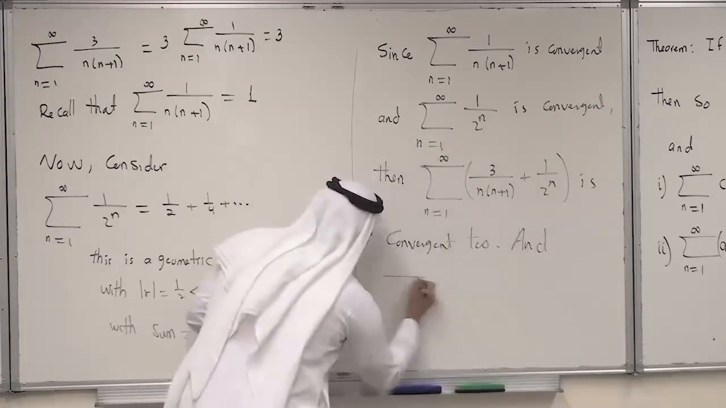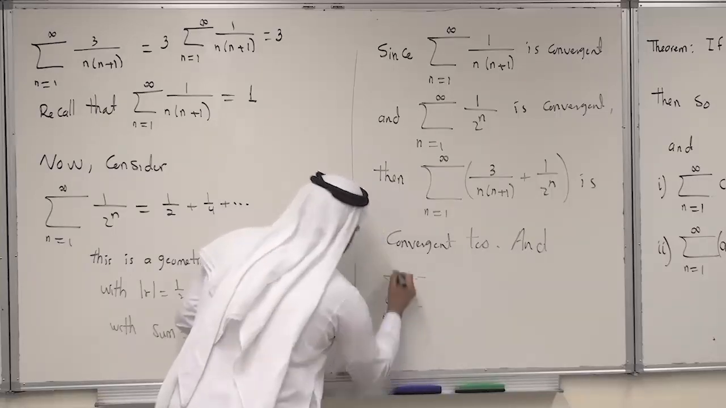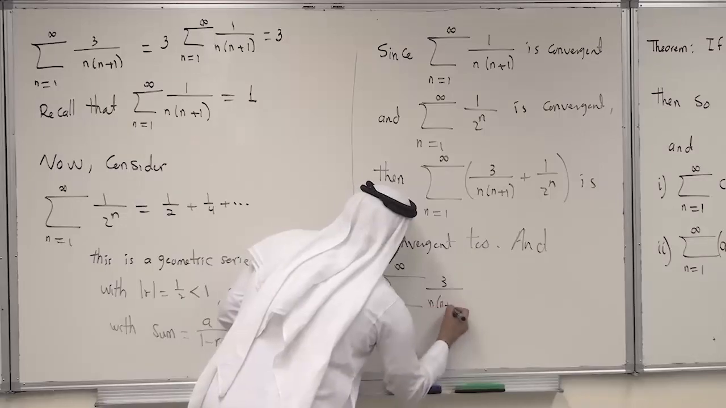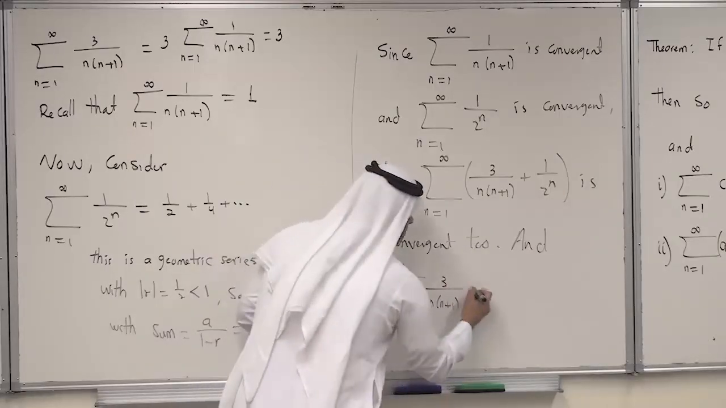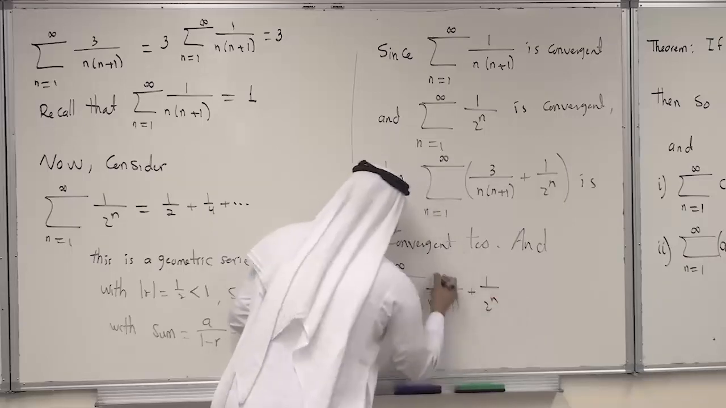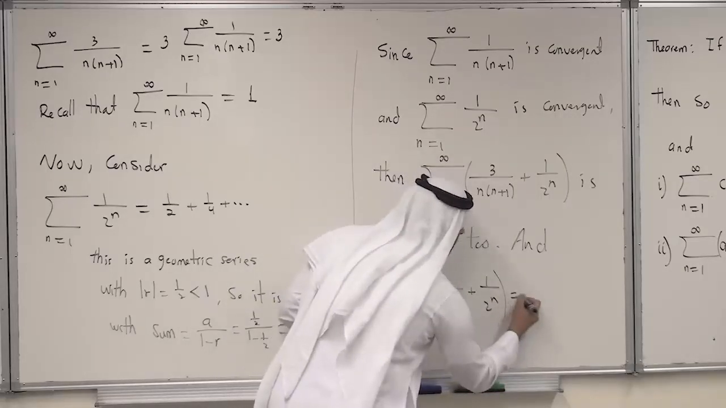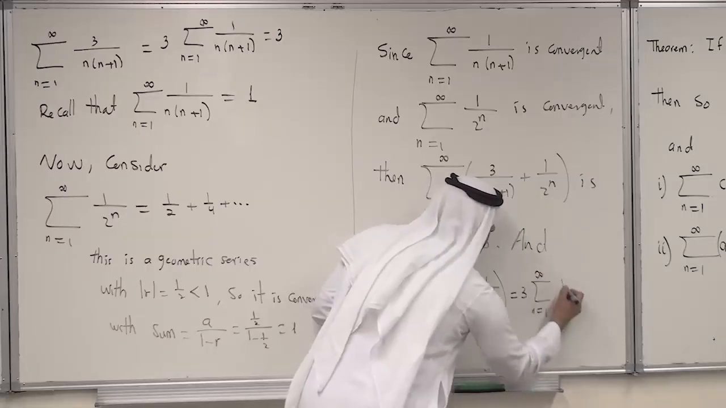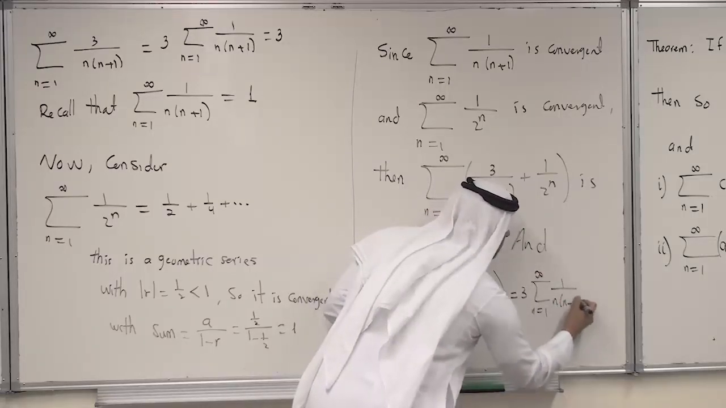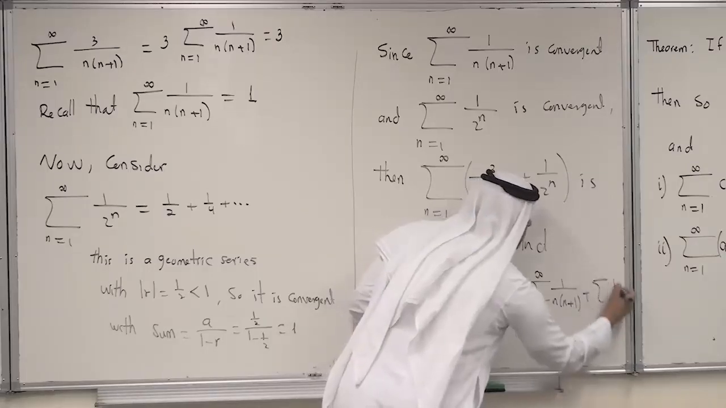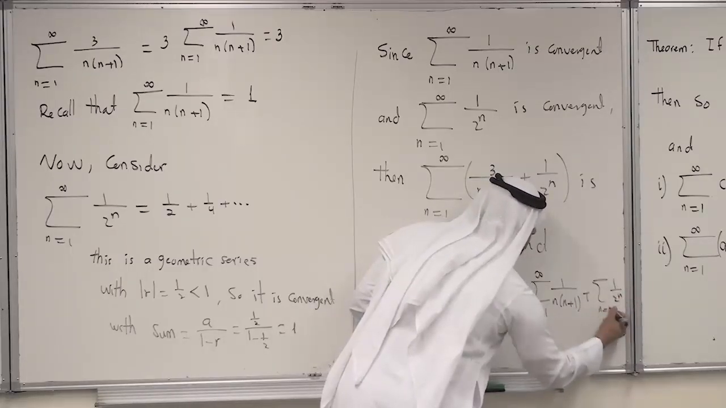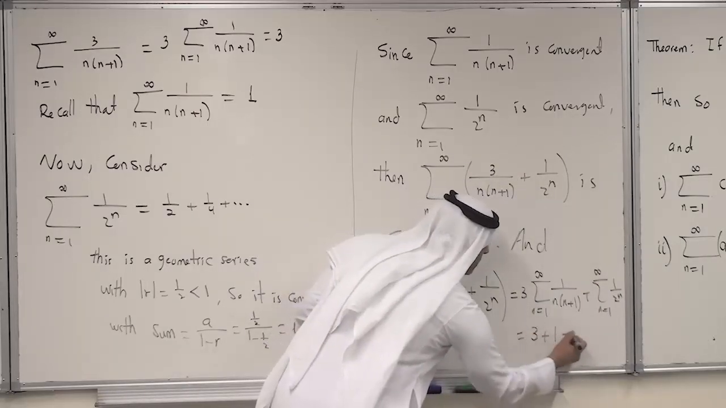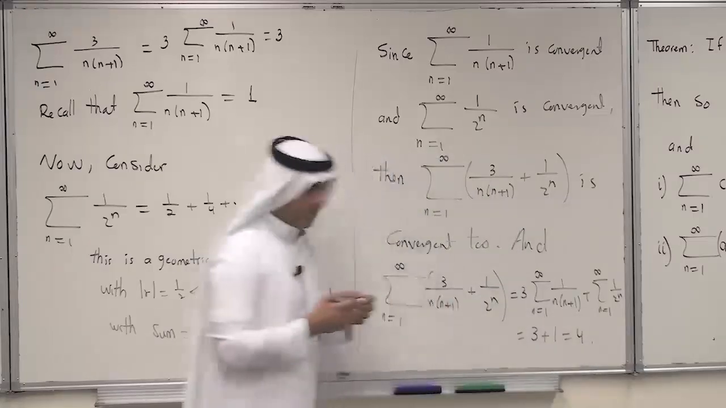The summation from n equal to 1 up to infinity of 3 over n plus 1 plus 1 over 2 to the n is exactly equal to 3 times the sum of the first one, n equal to 1 up to infinity, 1 over n plus 1, plus the sum of the second one, 1 over 2 to the n, and this is equal to 3 times 1, that's 3, plus 1, which is equal to 4.